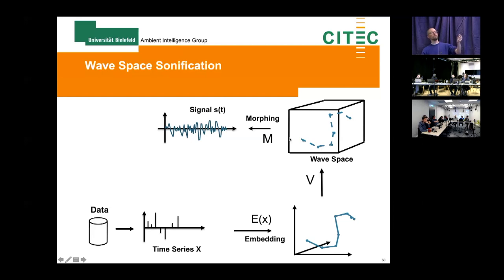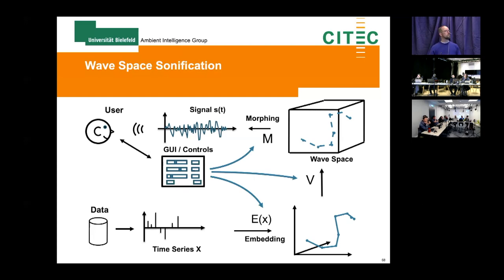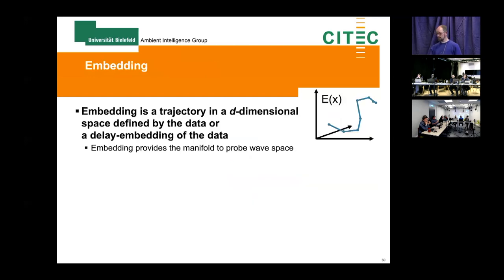And so this is a wave space in which we have our geometric object unfolded, and a morphing tells us how to scan it to get a sound signal. And this sound signal is subjected to a user, and the user in turn is enabled to control a number of parameters to affect the embedding, the wave space function itself, and the morphing. So that's, in a nutshell, wave space sonification. And now let's look at the embedding.